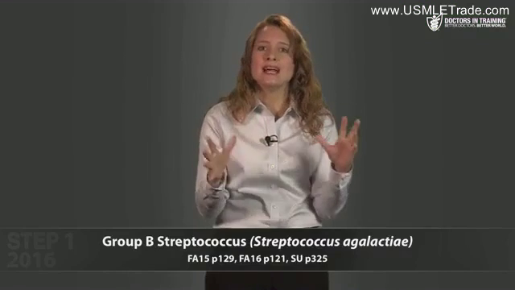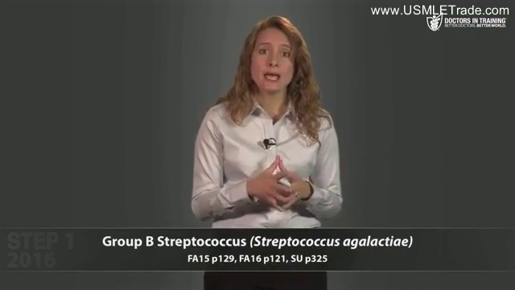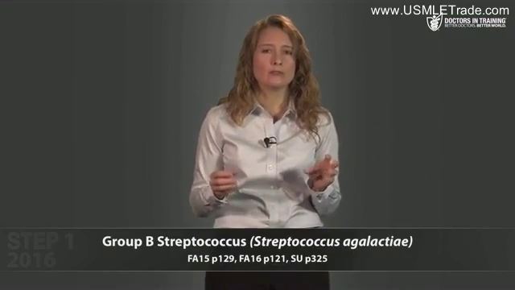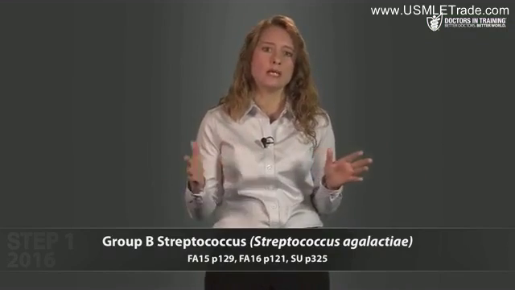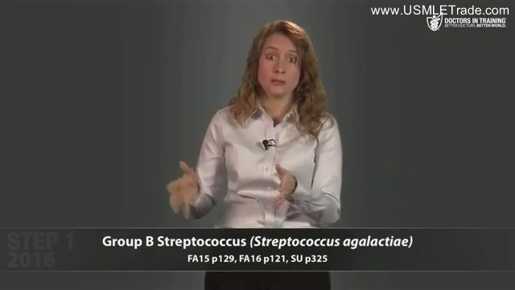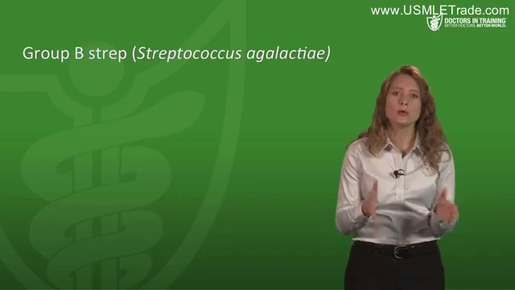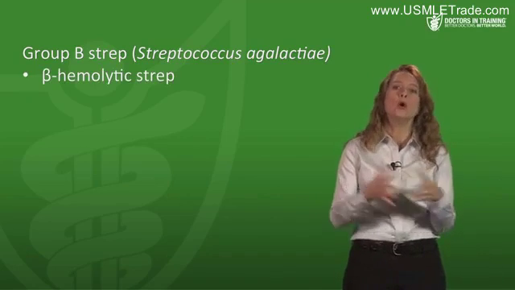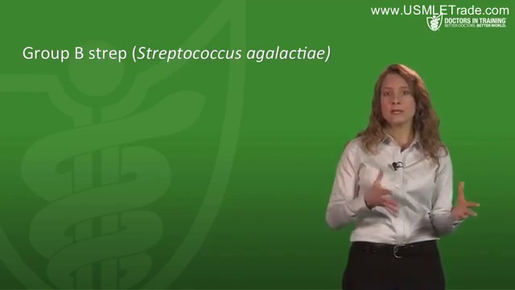Good. Now let's move on to Streptococcus agalactiae, more commonly referred to as Group B strep. And sometimes you're going to hear it referred to as GBS. So GBS is the same as Group B strep and is the same as Streptococcus agalactiae. Remember that Group B strep is another beta hemolytic strep, like Group A strep. What does Group B strep cause? Well, it depends on who you are.